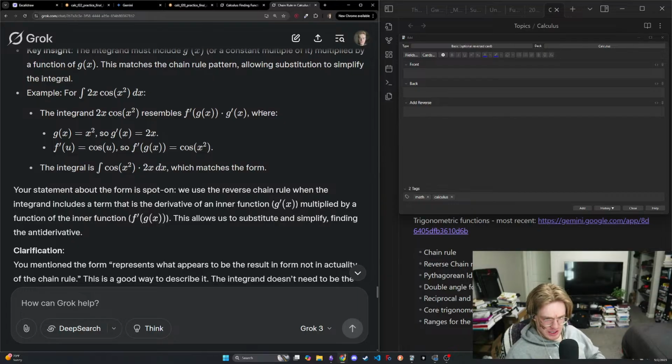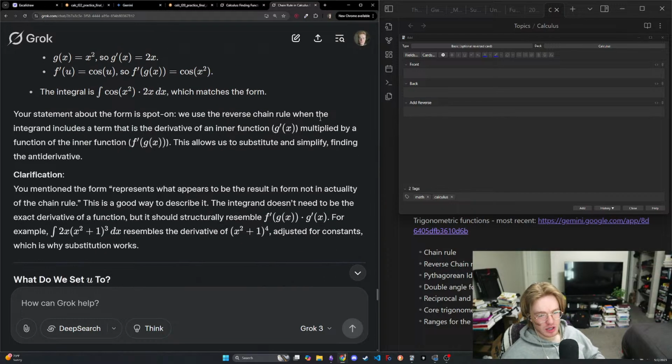Yep, okay, understand that. So it matches the form. So we use the reverse chain rule when the integrand includes a term that is the derivative of an inner function multiplied by a function of the inner function. This allows us to substitute and simplify, finding the antiderivative.